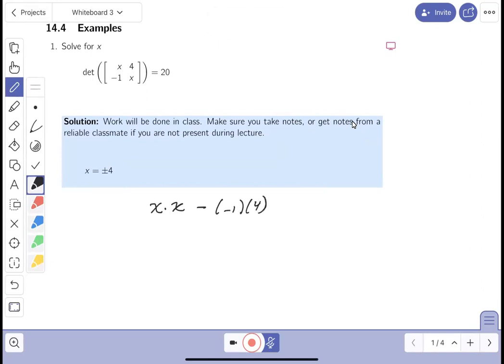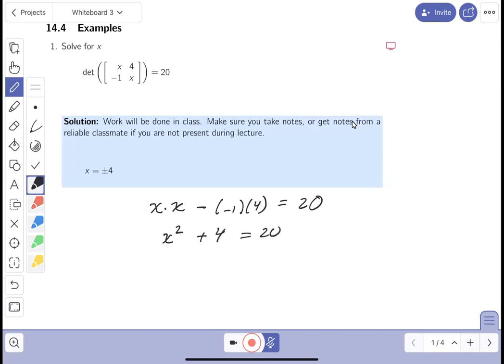So again, let me put on what I did. Multiplication of the diagonal here, x times x, minus the multiplication of this diagonal. All right. And what's that supposed to be equal to? The number 20. All right, what do you do now? Well, I got to solve for x. It's pretty simple. X squared, this would be plus 4 equals 20.